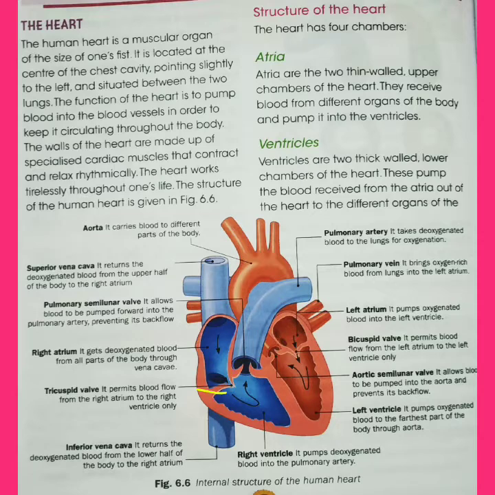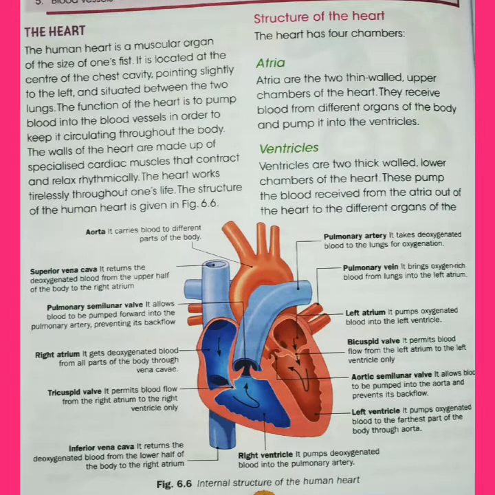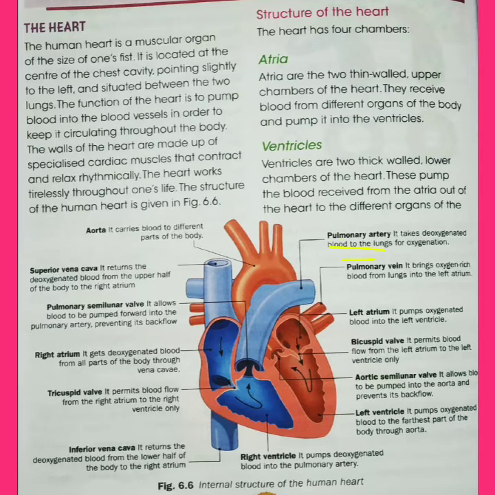And from this right ventricle, the blood then passes into the pulmonary artery, from where it will go into the lungs for oxygenation. So the blood passes through another valve called pulmonary semilunar valve that pumps blood into the pulmonary artery, from this right ventricle.